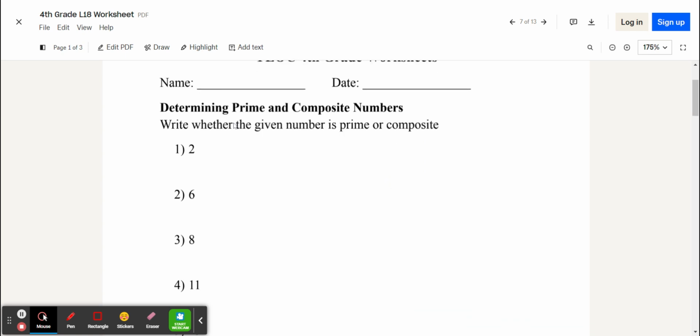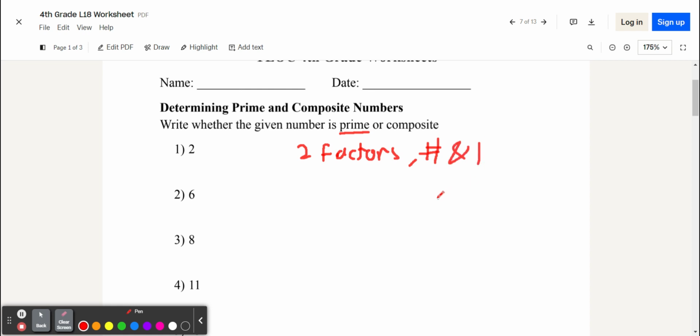For our first section, we have determining prime and composite numbers, and we're going to write whether the given number is prime or composite. So the way you figure out if a number is prime or composite is first we have to define what is a prime number. A prime number is any integer who has only two factors, and the factors have to be itself, so the number, and 1.